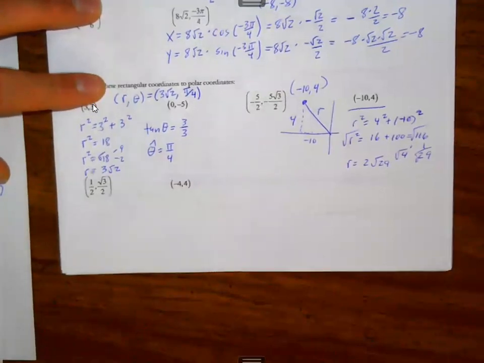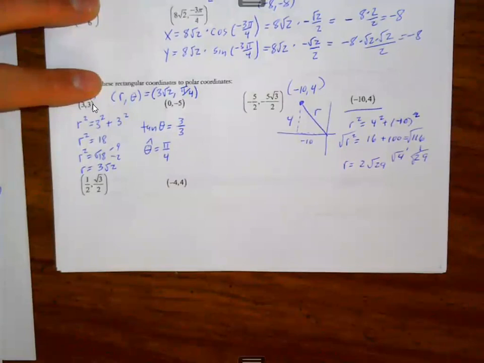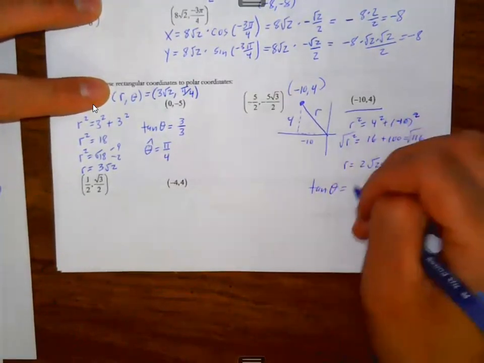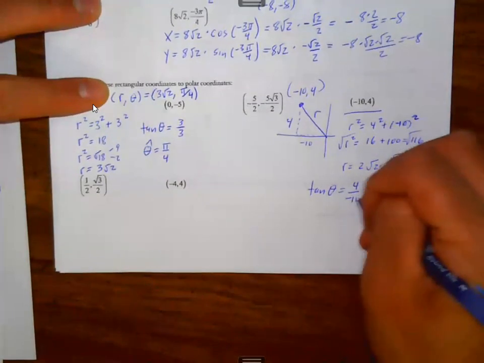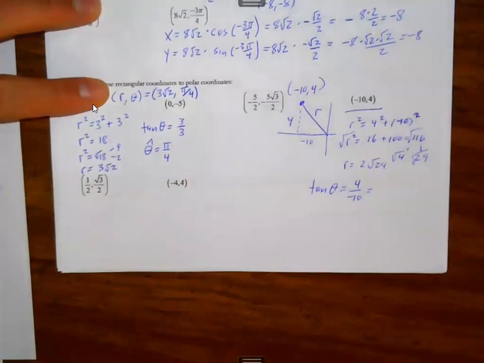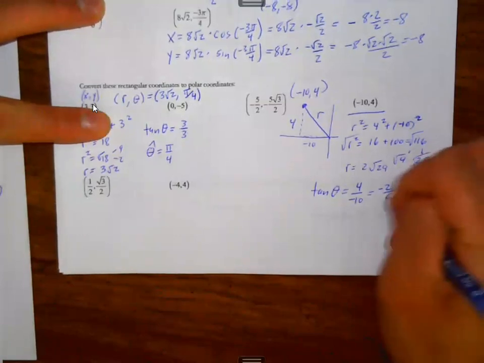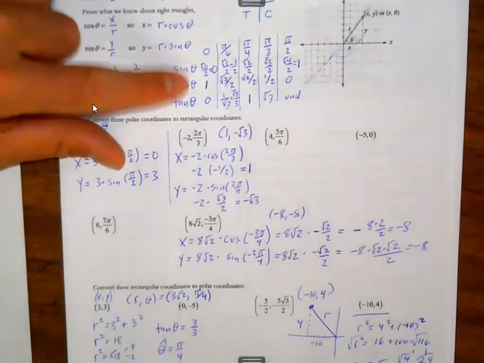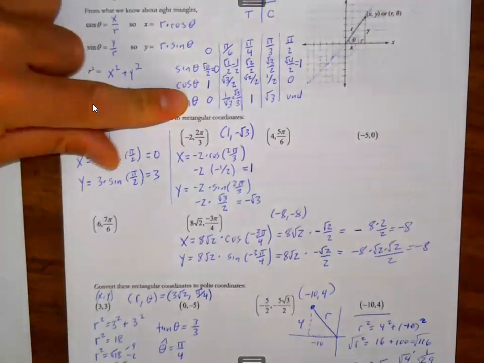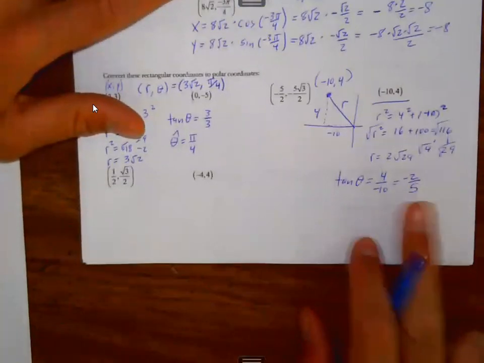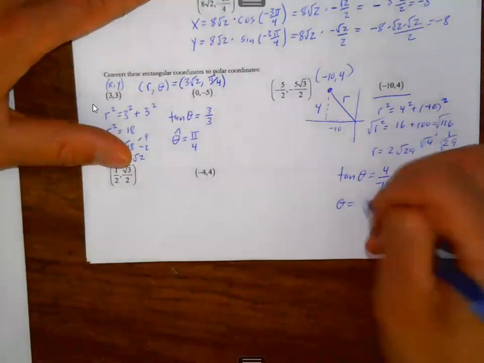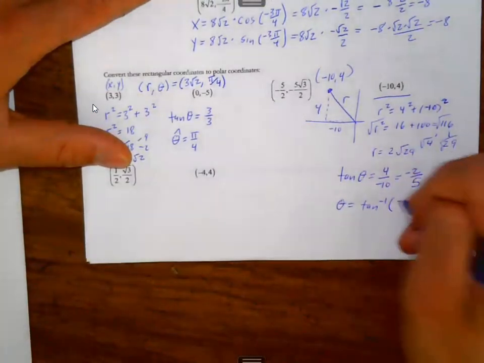And now for theta, we know that the tangent of theta is equal to y over x. So 4 over -10, which would be -2/5. Now, -2/5 is not one of these memorized values. Therefore, you must use a calculator. So you would just do theta is equal to the tangent inverse of -2/5.